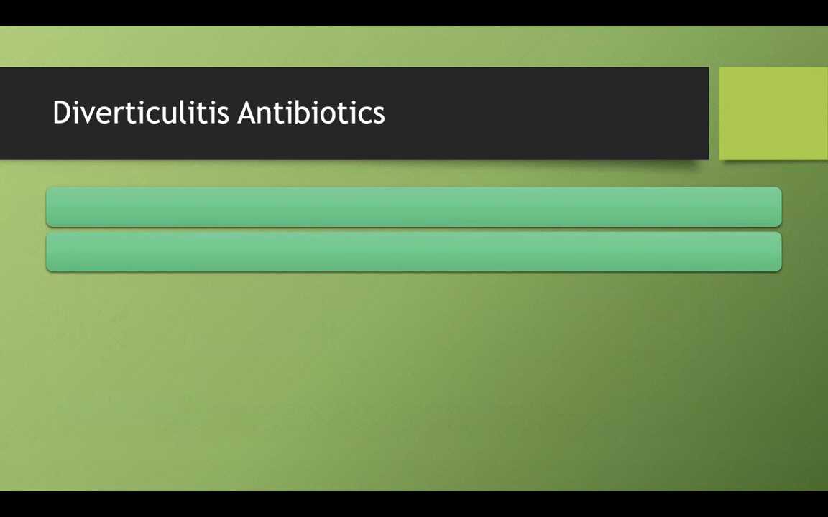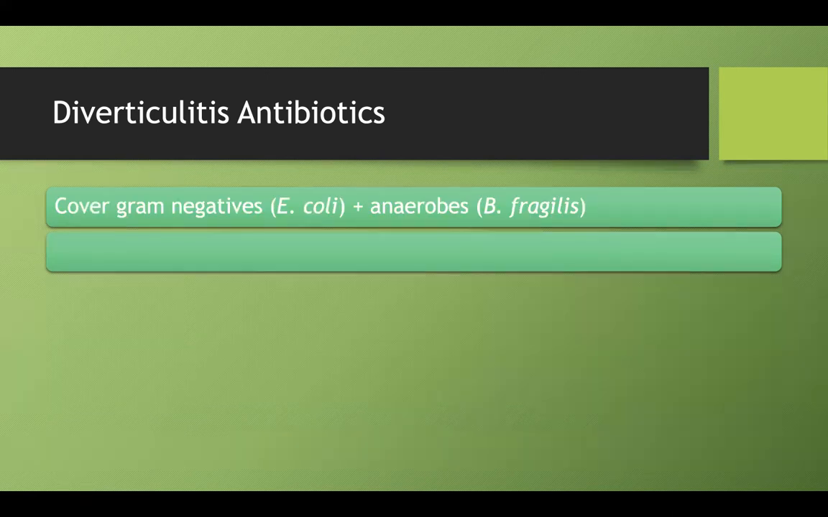It's good to have a good grasp of some GI tract antibiotics, so I wanted to give that here. You need to make sure that you're covering your GI tract flora, which are normally gram negatives like E. coli and different types of anaerobes like B. fragilis. So here's a few example regimens that I want you to consider. You could always consider something like Augmentin.